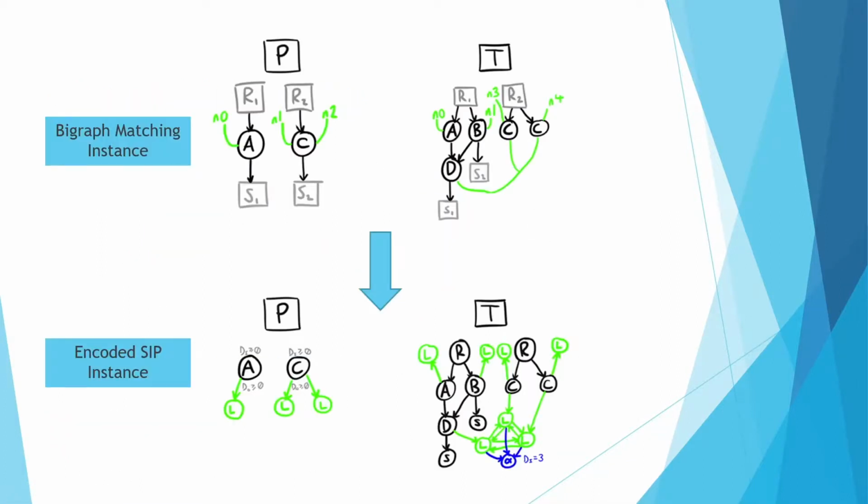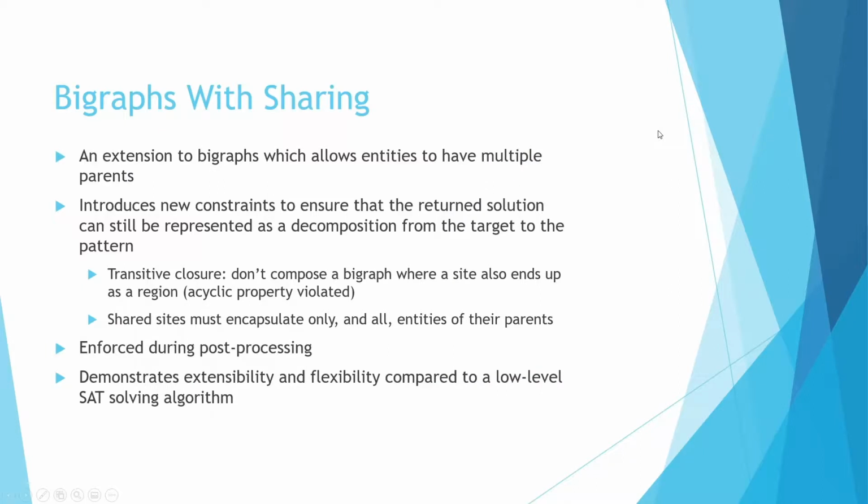So that covers all the components needed to represent standard bigraphs as subgraph isomorphism, and just to cap things off, I've included a quick brief example of a full encoding from top to bottom that includes everything we've gone over so far here. Now, bigraphs with sharing, which is an extension to bigraphs, as I spoke about before.